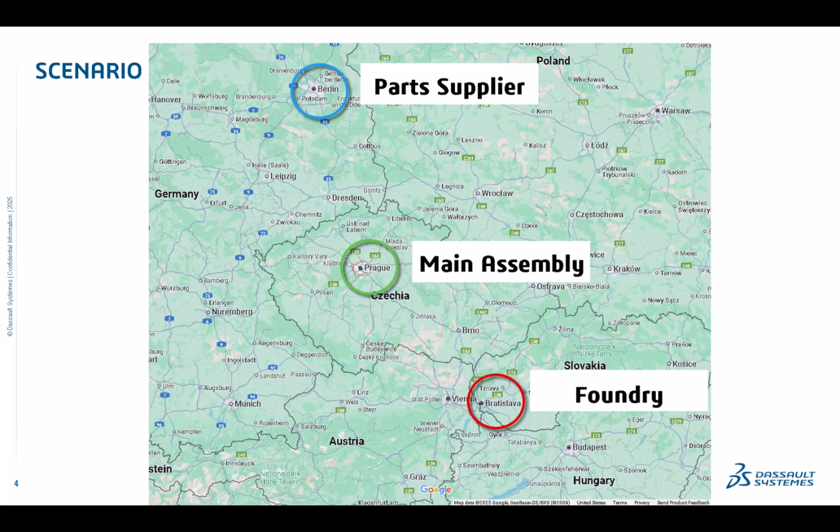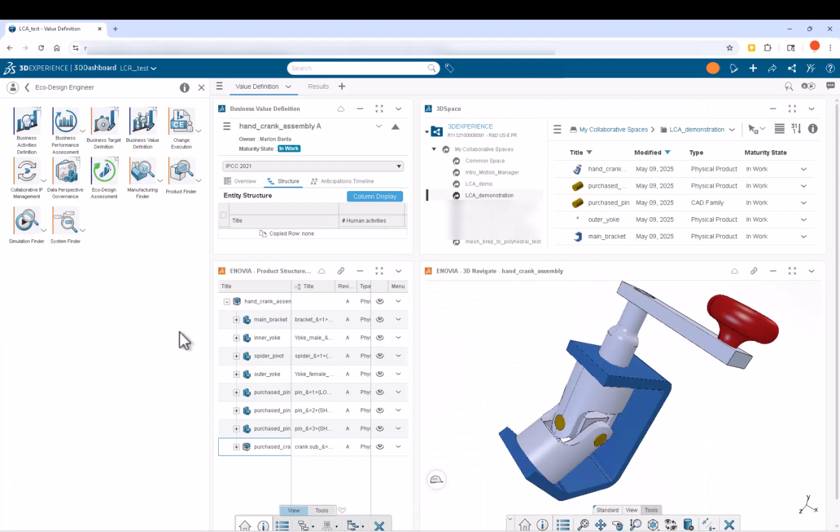Note that in this demonstration, the lifecycle assessment will be a cradle-to-gate lifecycle assessment, and this means that we will be considering the upstream environmental impacts up to the point of final assembly in the Prague main assembly plant. So coming to the 3DEXPERIENCE platform, again, we will be using the Eco Design Engineer role. There are many apps within the Eco Design Engineer role, and the first app that we're going to use in order to define our lifecycle assessment is an app called Business Value Definition.